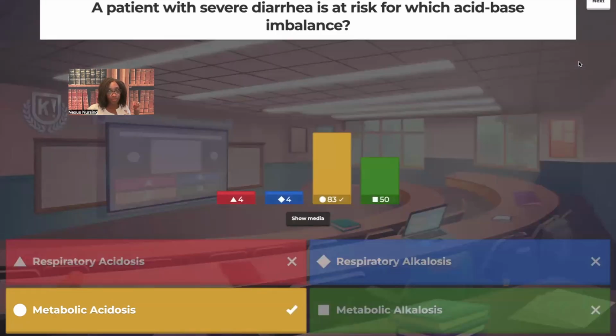Very good. But I need to know how 50 of you guys still chose metabolic alkalosis, when I told you base comes out the butt. Base out the butt. If you're losing base, it's going to throw you in the opposite way. It's going to throw you in the what? Acidic state. This is important, guys. You can't forget that. All right, metabolic acidosis.